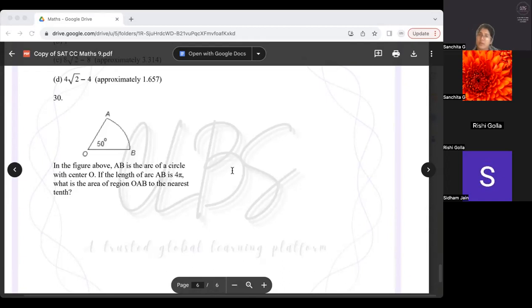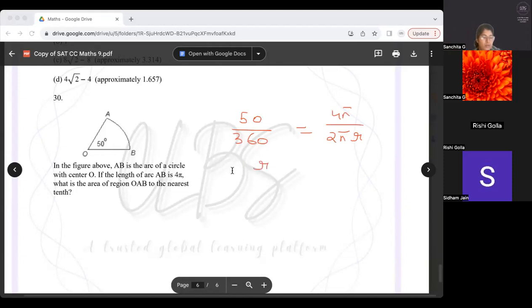Okay, let's solve it together. For the circumference, I can get the length of the arc, that is part by whole. I can take 50 degrees, so 50 by 360, part by whole, is equal to 4 pi. My entire circumference is 2 pi r, so I can actually get r.